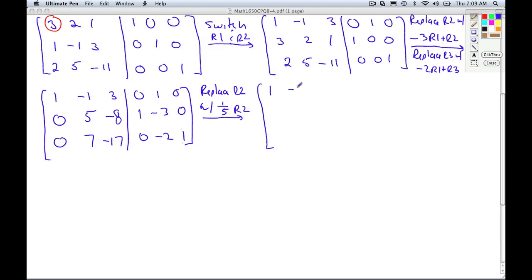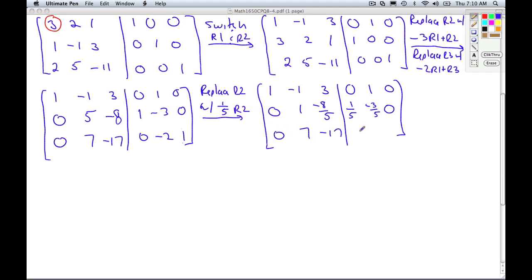So I have 1, negative 1, 3, 0, 1, 0 for row 1. I multiply everything in row 2 by a fifth. 0 times a fifth is 0. 5 times a fifth is 1. Negative 8 times a fifth, negative 8 fifths. 1 times a fifth is 1/5. Negative 3 fifths. 0. And then row 3 is 0, 7, negative 17, 0, negative 2, 1.